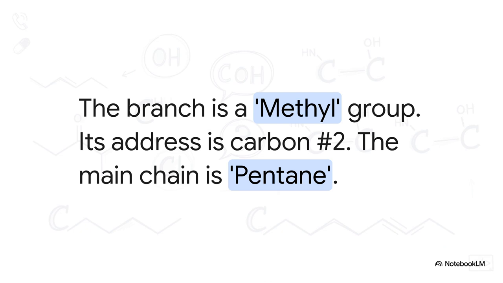First, the branch. It only has 1 carbon, so its root is meth. When it's a branch, we call it a methyl group. We already figured out its address is on carbon number 2. And we know the main chain, with 5 carbons, is pentane.